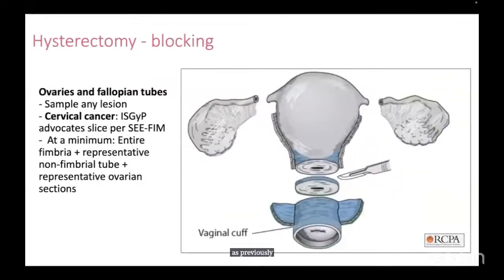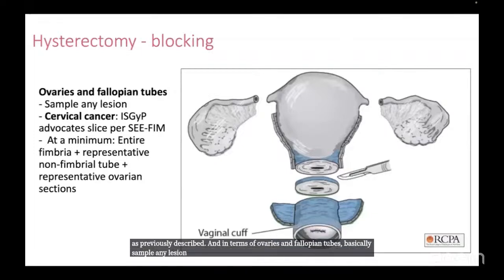And in terms of ovaries and fallopian tubes, basically sample any lesion, and then ISTIP recommends in the setting of cervical cancer that we should use the CFIM protocol for slicing, and at a minimum submit the entire fimbria, a representative section of the remaining tube and of the ovary.